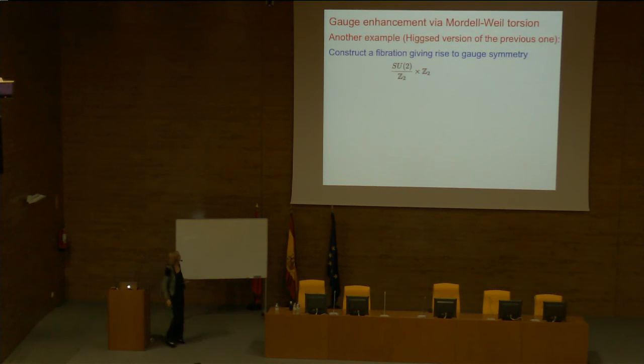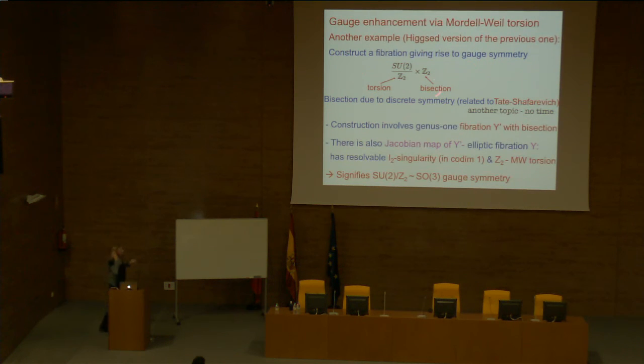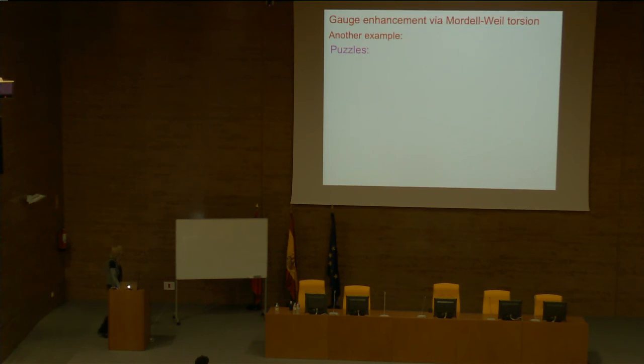If you give me one minute, let me just point out that we also address another example, which is a Higgs version of the previous one, where we construct a fibration that has that type of gauge symmetry, which is interesting: SU2 modded out by torsion, and it also has discrete symmetry Z2. Z2 symmetry typically signifies a bisection, and it's associated with the Tate-Shafarevich group. And indeed, this construction involves directly a genus 1 fibration that does have a bisection. However, the non-abelian gauge symmetry part we actually identify in the Jacobian map, which had a resolvable I2 singularity in codimension 1, and Z2 Mordell-Weil torsion, thus signifying SO3 gauge symmetry. But in this model, there are still puzzles that we are dealing with.